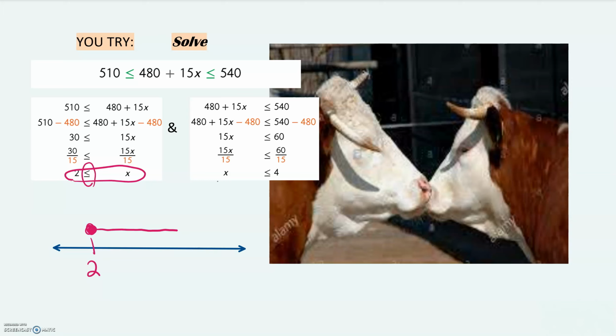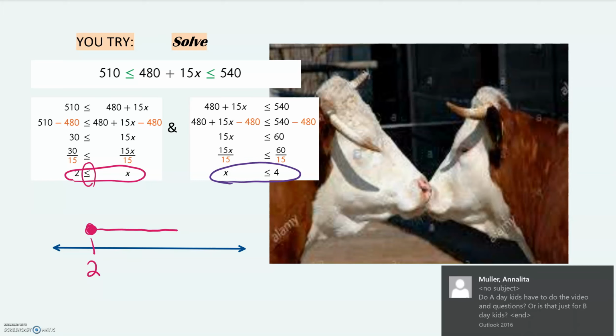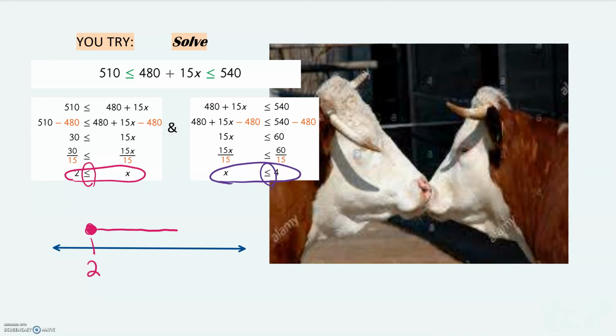Our second solution says that x is less than or equal to 4. Again, because we have that less than or equal to symbol, we're going to go ahead and put a closed circle above 4. And x is less than or equal to that, so it's going to go in this direction. When we combine these two solutions together, these are the only quantities that x can be that will make the above compound inequality actually true.